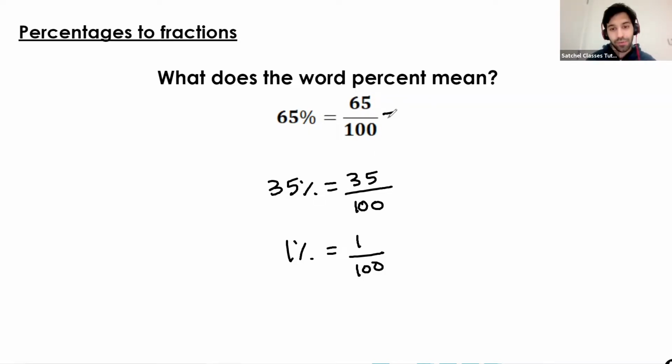And if we were to simplify this, we can divide both of them by 5. So we can divide 65 by 5 and we can divide 100 by 5.